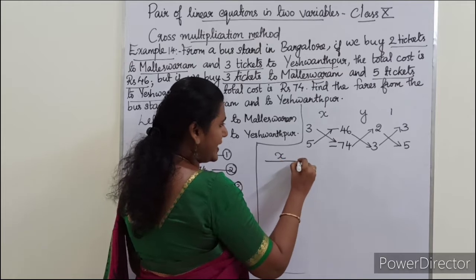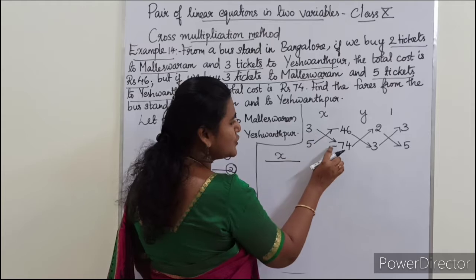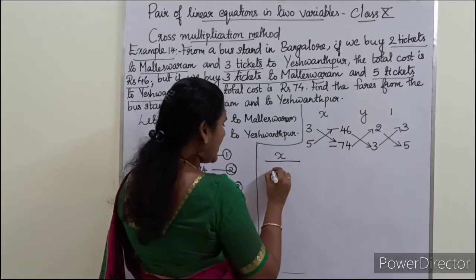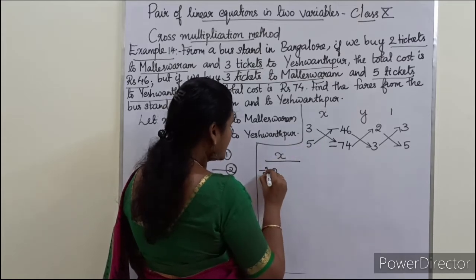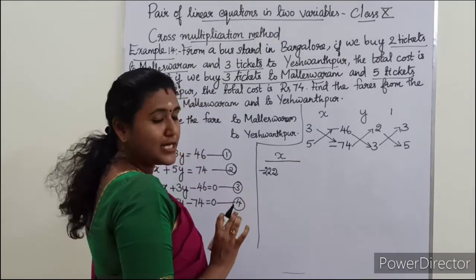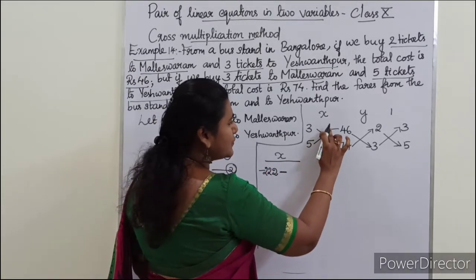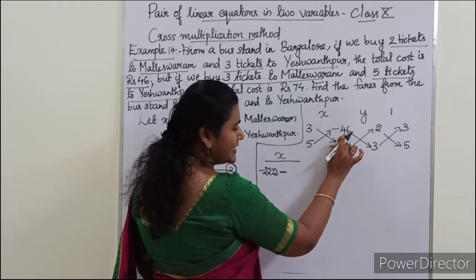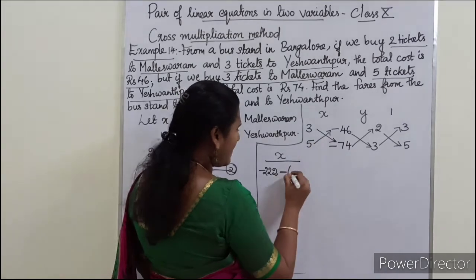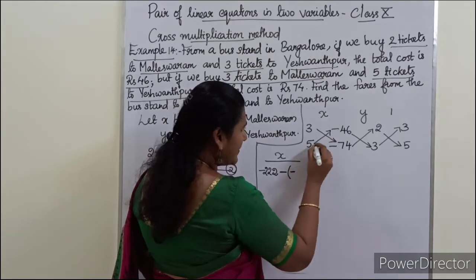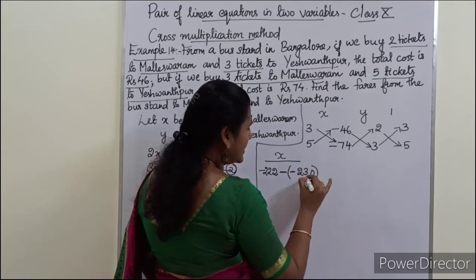First, x divided by, we should multiply these two numbers first. 3 into minus 74. So we will multiply: 2, 1, 21. So minus 222. Then again one minus sign. Then you multiply these two numbers. Actually this number is minus 46. Minus 46 into 5. So we are going to multiply these two numbers. You will get minus only. So 5 6 are 30, 0, 3, 20, 23. So 230 you will get.